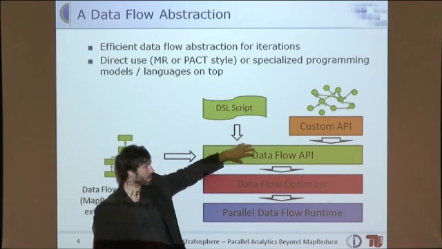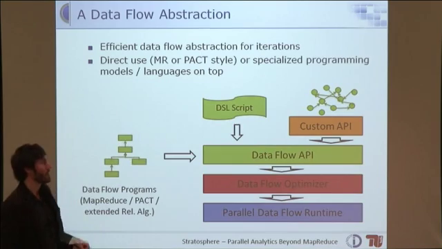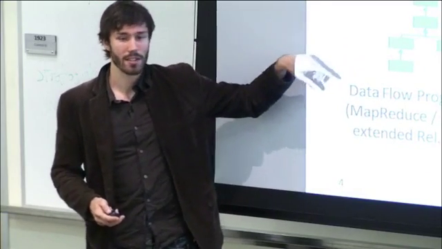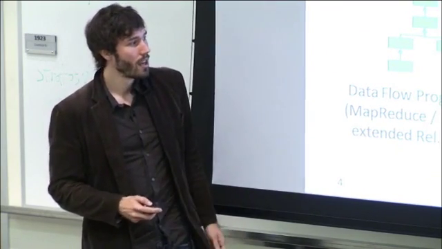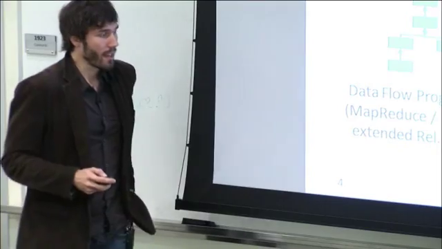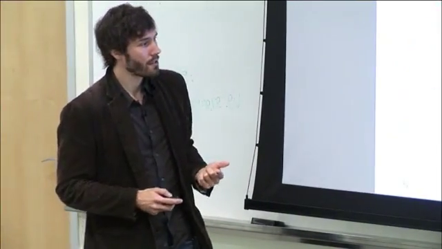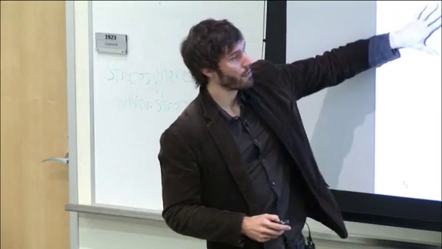So Pregel is a special case of an iterative data flow, as we're going to present it later. You can also compile DSL scripts to that very easily, or you can program directly against that, like people are programming against MapReduce. I mean, if you think about making data flows iterative, the first thing you need is actually not so complicated. So let me motivate that with an example.